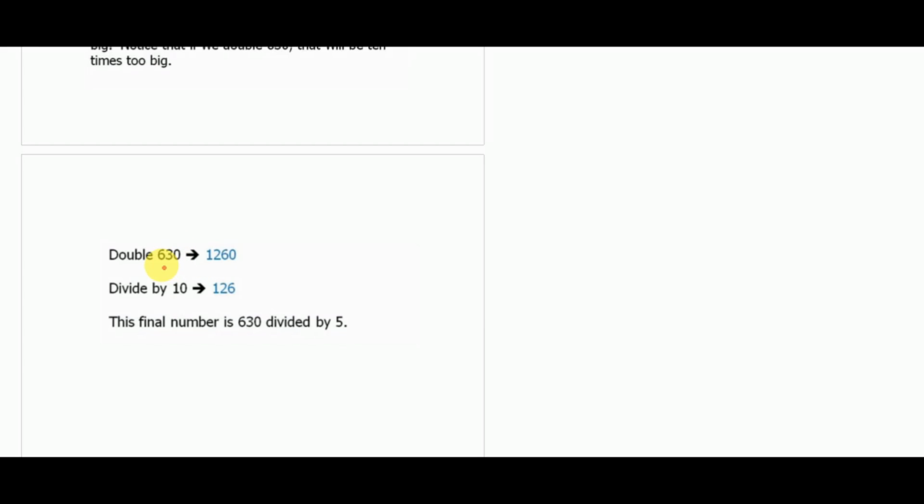So if you have to divide 630 by 5, or this is needed to solve a question, what can you do? If you think about it, one easy way to solve this is to multiply the numerator and denominator both by 2.